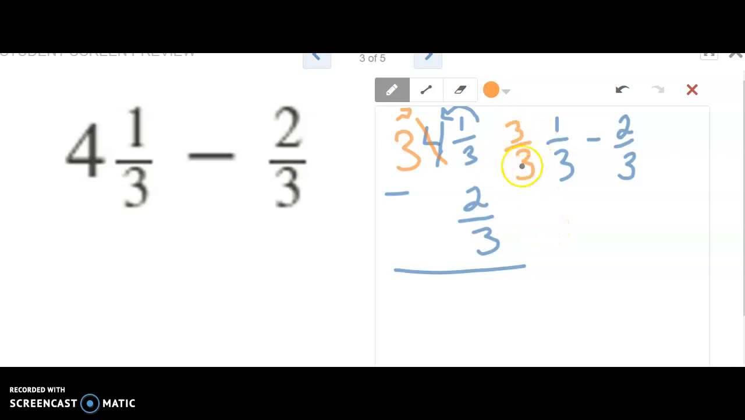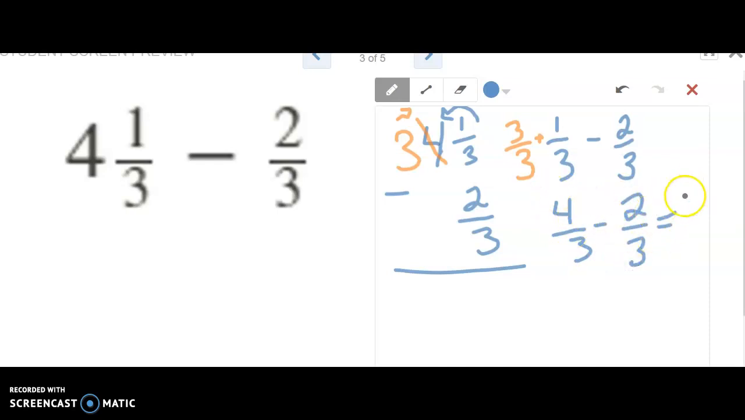So I'm going to add that 3/3 to my 1/3, and I'm going to get, let's see here, 3 and 1 is, let me grab my tools this way. I'm going to get 4/3. All right, now that I've regrouped, I can write my problem again. 4/3 take away 2/3.